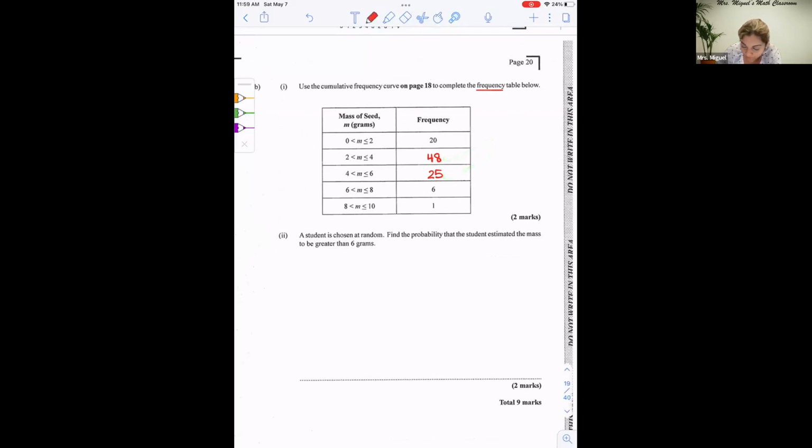And the cumulative frequency, 20, 68, 93, 99, 100. So this is 100. So what I'm saying to you, if they bring the CF and you have to work out the frequency, you subtract the numbers. So the difference here is 48, the difference here is 25, the difference here is 6, the difference here is 1.